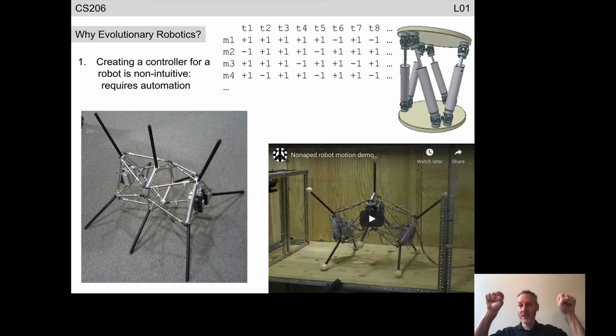If you take two of these Stewart platforms and glue them end to end, you get the nonaped. Here's one Stewart platform and here's a second one. So the nonaped has 9 legs and 2 Stewart platforms. Each platform has 6 pistons, so the nonaped has a total of 12 pistons. Let's imagine we wanted to try and program the nonaped to move. I'm going to show you just a few seconds of this video so you get a sense of what the nonaped's movement can be like.